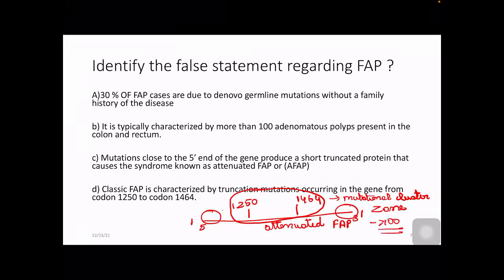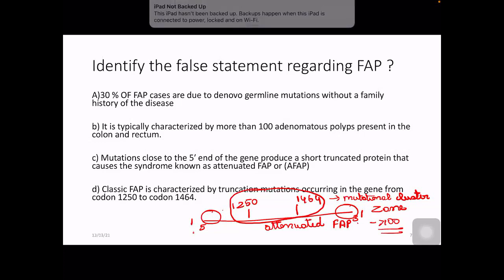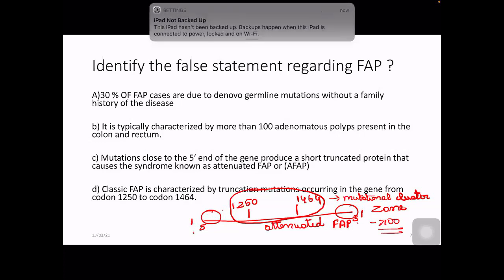Whereas if the mutation happens in either end, either the 5' end or 3' end, it results in an attenuated FAP where the patient may not have as many polyps like in a classical FAP. So I hope these points are clear. Always remember, up to 30% of FAP cases won't have a family history of disease. Why? Because there might be a de novo germline mutation.